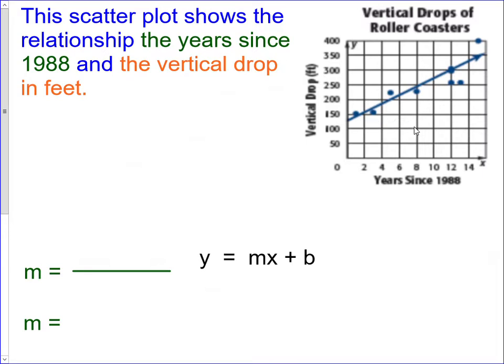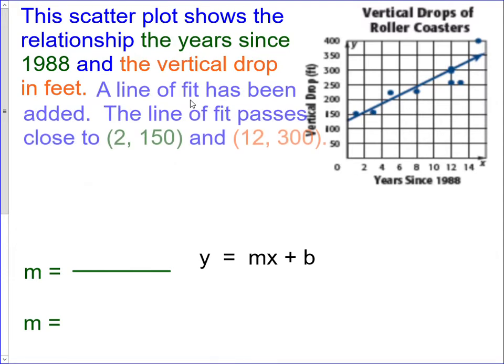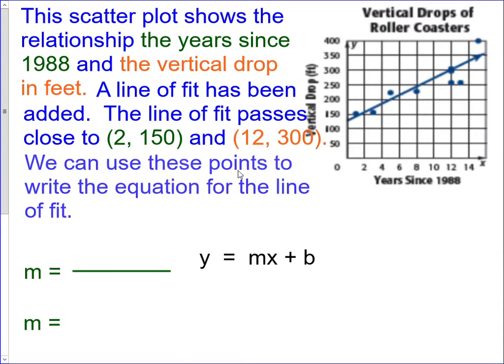Okay, this scatter plot shows the relationship between the years since 1988 and the vertical drop in feet of roller coasters. Okay, a line of fit has already been added, and you can see the line doesn't go through each point, but it seems to pass close to almost all the points. This line of fit passes close to the ordered pair (2, 150), because it's real close right there, and it also passes close to (12, 300), as you can see there.